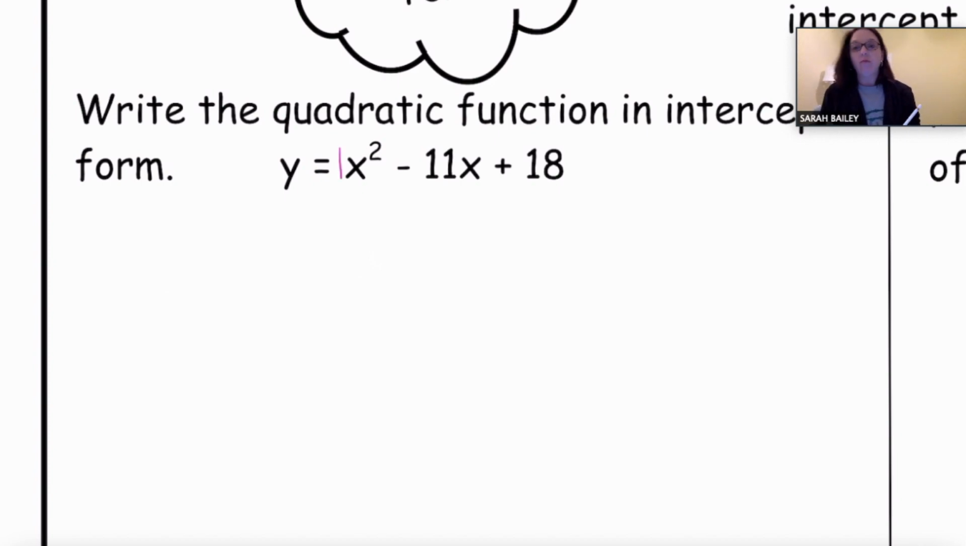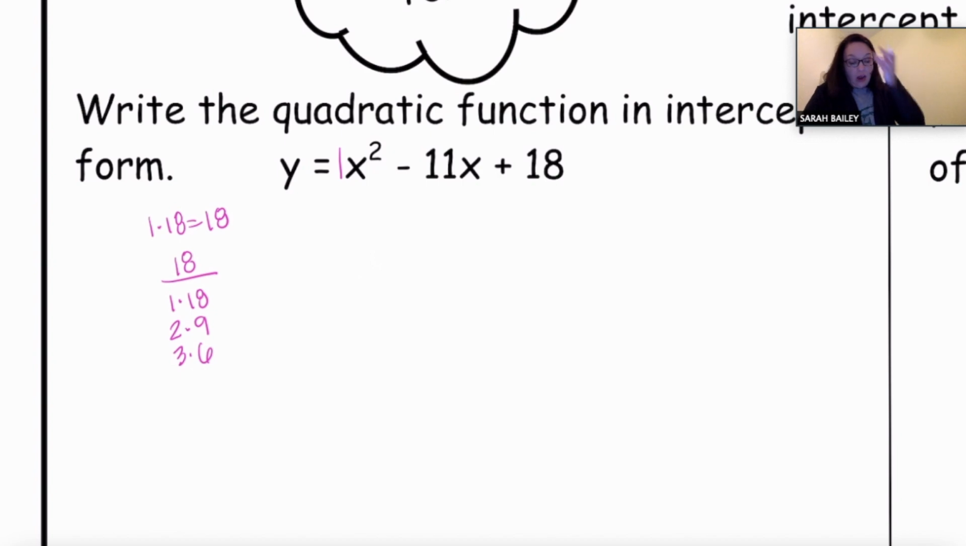remember what we said? We're going to take the a value and the c value and multiply them together. So in this case, the 1 and the 18, which gives us 18. And then I'm going to list out the factors of 18, and I'm going to go in order. So that's 1 times 18, 2 times 9, 3 times 6, 4, 5. Okay, 6 I've already got. So those are all the factors.